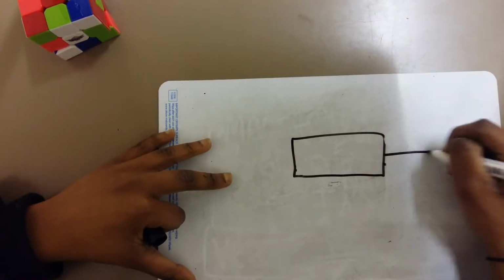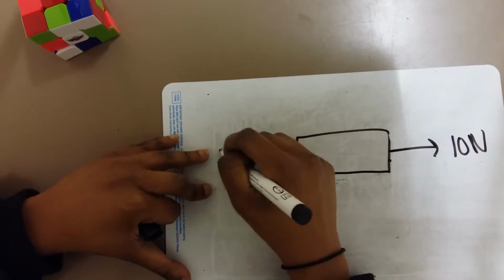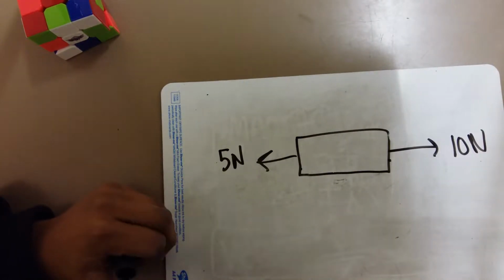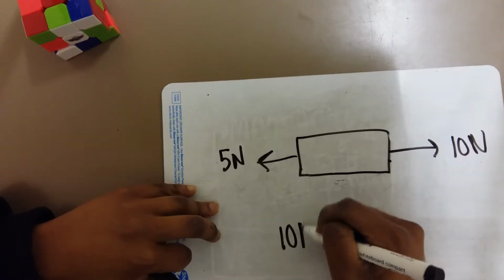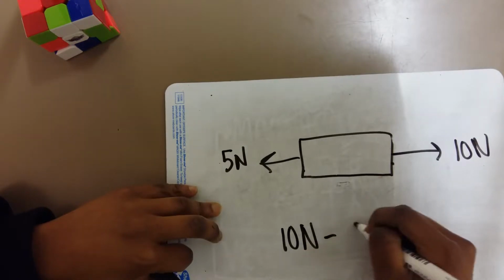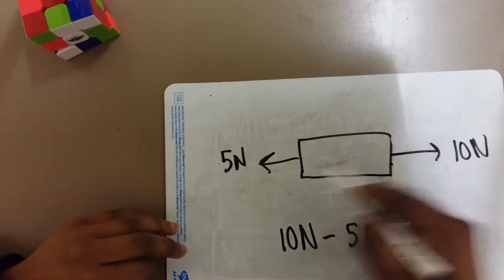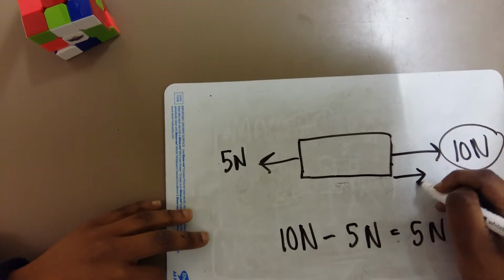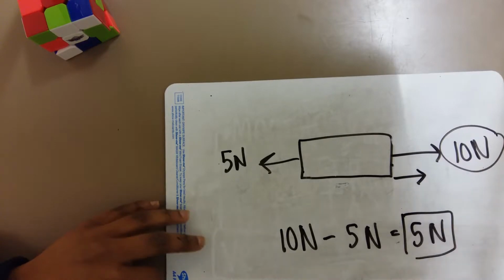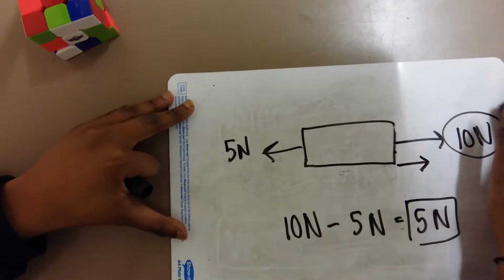Sometimes you may need to say to the right, while in other cases it won't be necessary to state. So what if we had 10 newtons here and 5 newtons here? Well, you would subtract. The greater one is 10 newtons, so you'd subtract 5 newtons to get 5 newtons, and it would move in the direction of the greater force. So the resultant force for this question would be 5 newtons, also to the right.